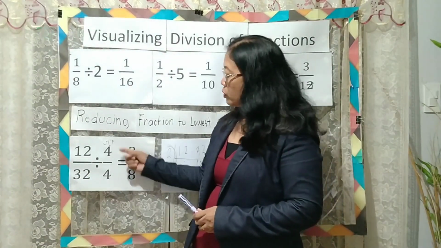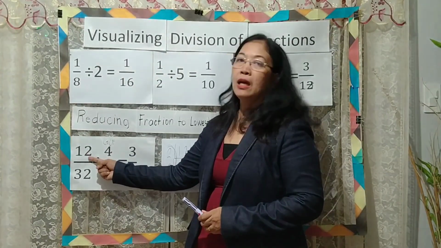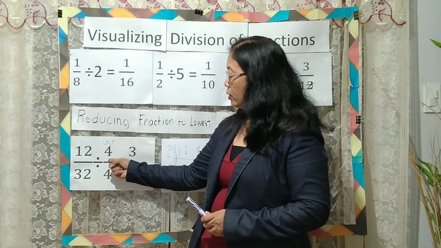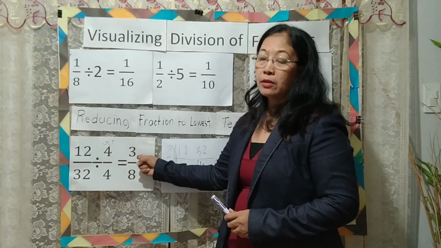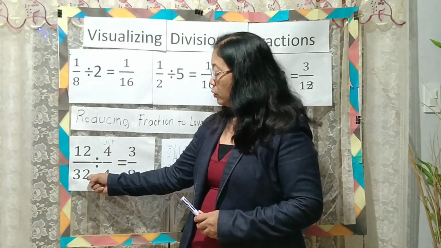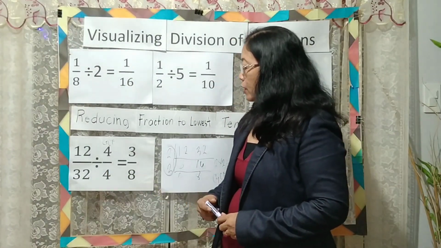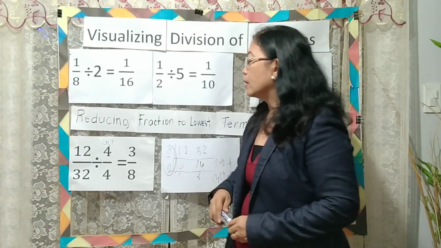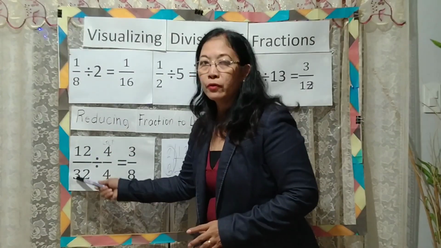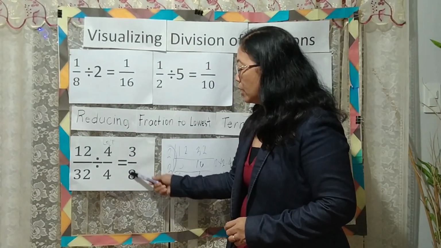So how to reduce? You divide 12 by 4. It will give you an answer of 3. And 32 divided by 4 is equal to 8. So therefore, the lowest term of 12 over 32 is 3/8.